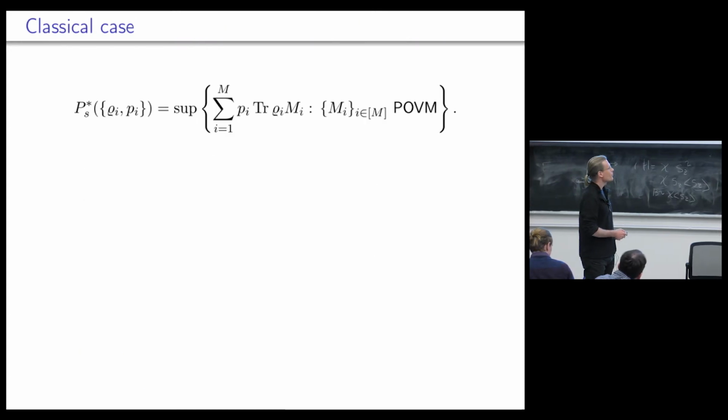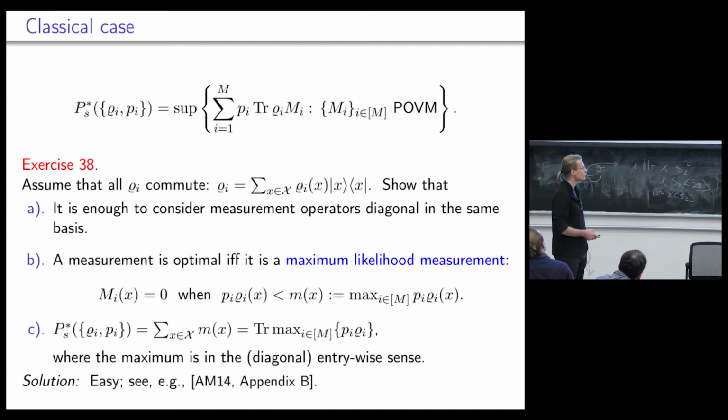So here's again the formula. This is the success probability, or the guessing probability, that they want to optimize. And here's an exercise for you, and I really recommend to do it. So assume that we are in the classical situation where all the ρ_i commute. Alice and Bob can only use classical systems. So all the ρ_i's can be diagonalized in the same basis. They are just functions on the labels of the basis. And then it turns out that, first of all, it is enough to consider measurement operators that are also diagonal in this basis. So the decoding procedure becomes classical also.